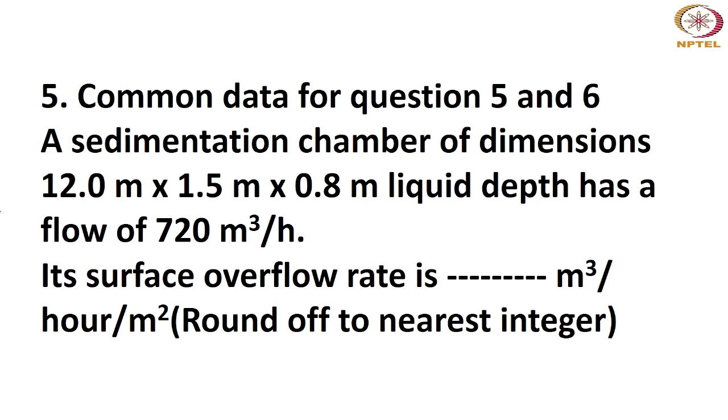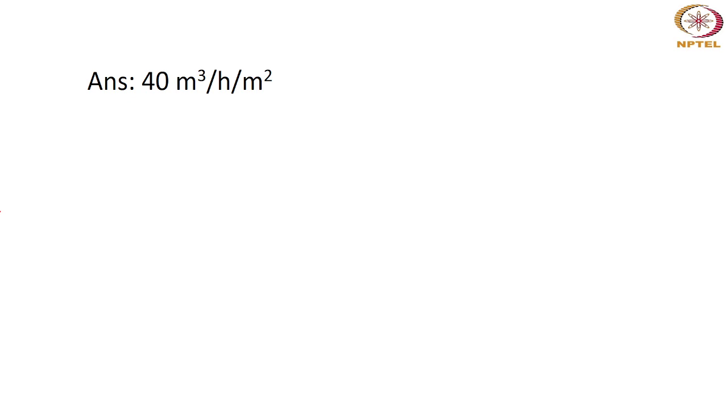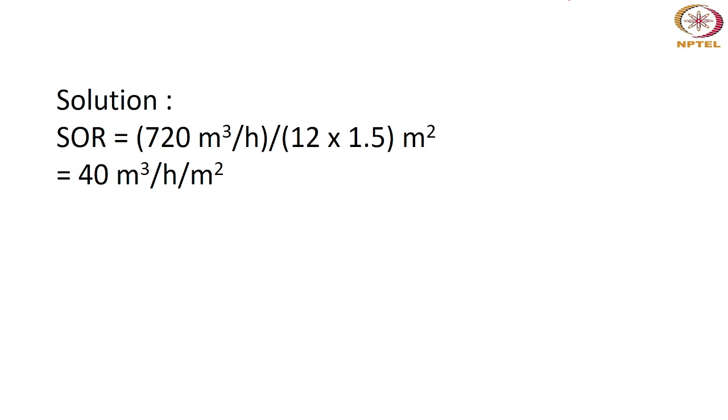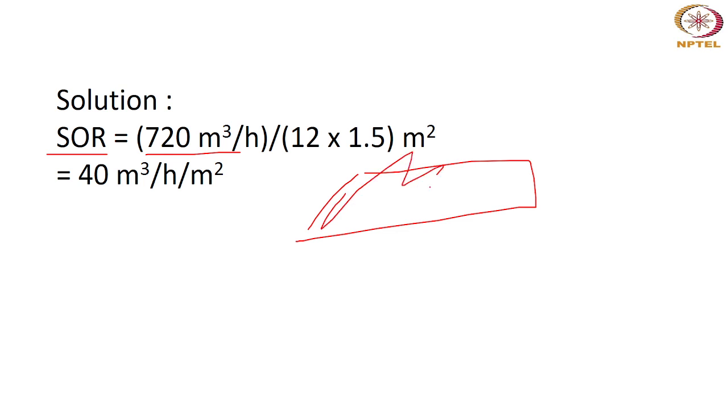Answer is 40 meter cube per meter square per hour. Okay, so we will check. Yes, you are correct. Congratulations. For others, I will just explain quickly the surface overflow rate. I discussed this type of question numerous times during past sessions, so nothing new to say. So this was my flow rate, 720 meter cube per hour, and we'll go for the top surface area.